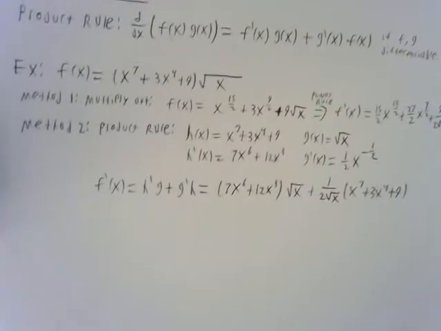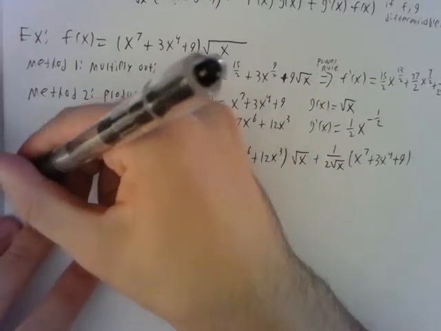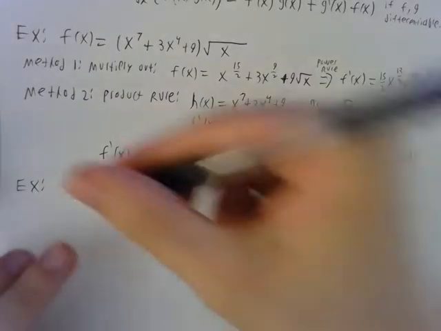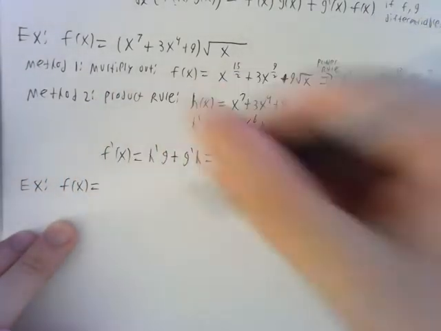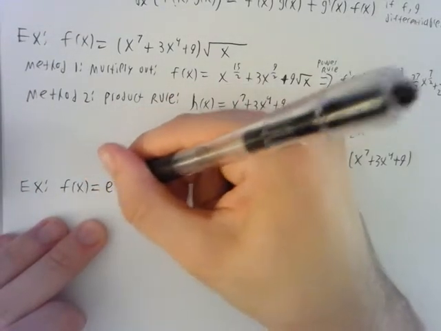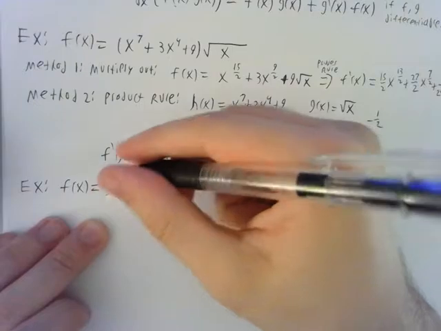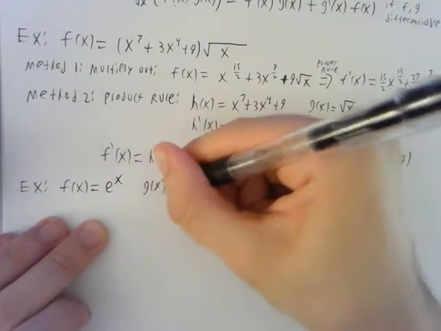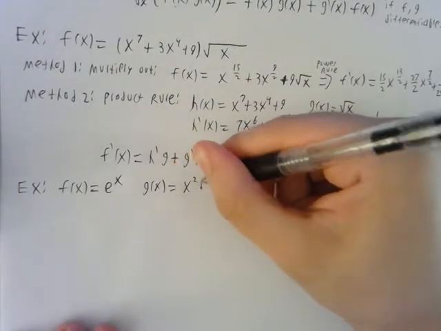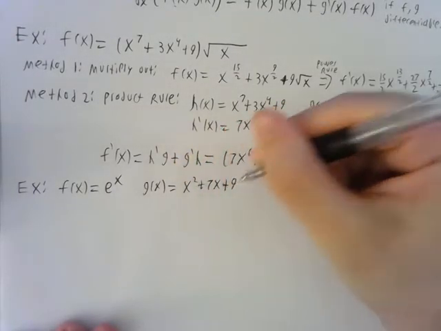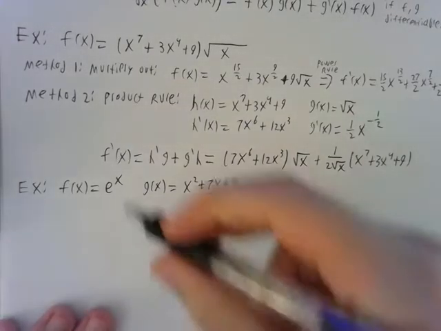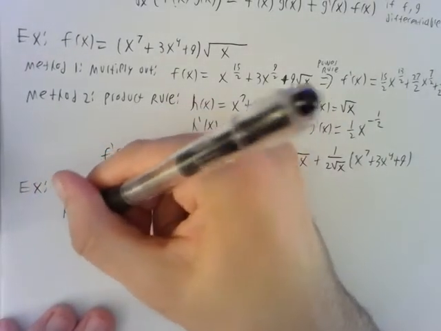As an example, let's say that we have f of x equals e to the power x, and g of x equals some polynomial, x squared plus 7x plus 9. And let's suppose that we want to consider the function h of x equals the product of these two things.